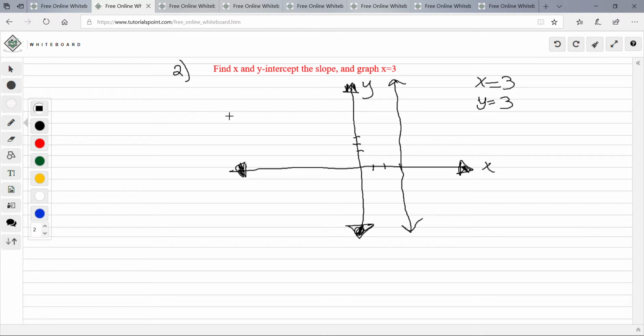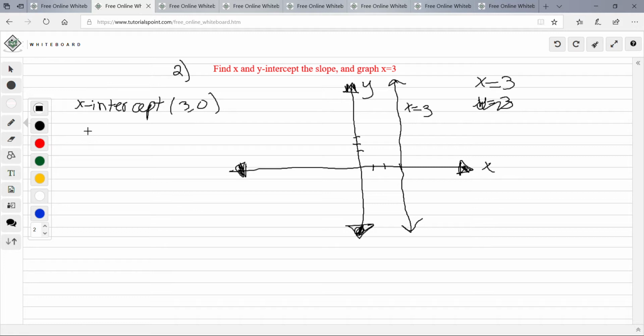So this is x equals 3, not y equals 3. And then to find the x-intercept, we know that our x-intercept is 3. Just graphing it, we can tell we have an x-intercept of 3, 0.